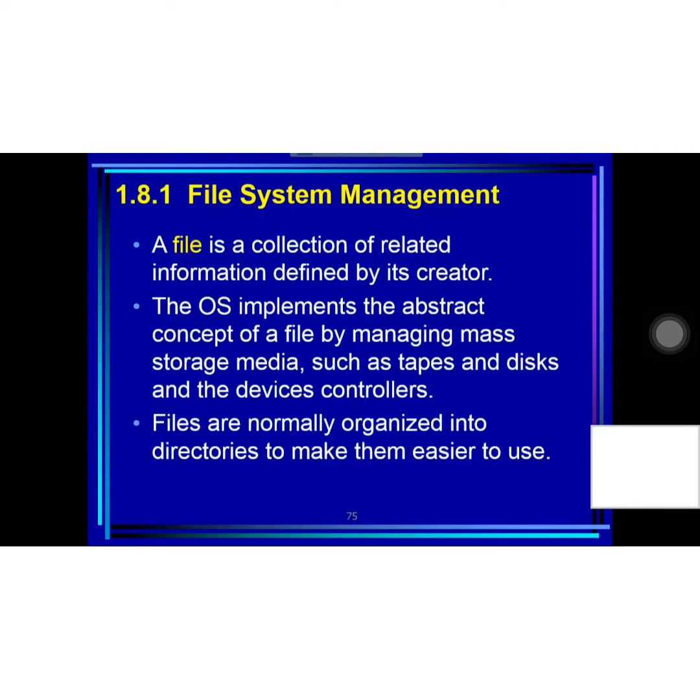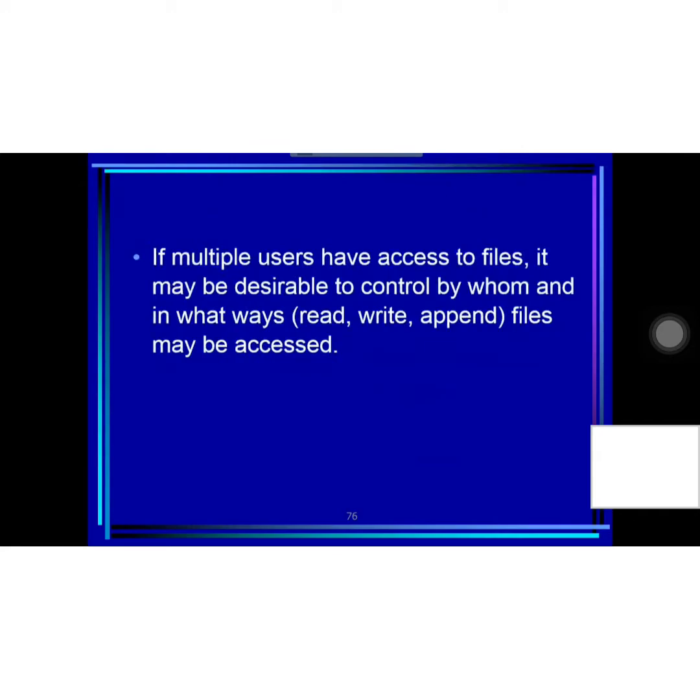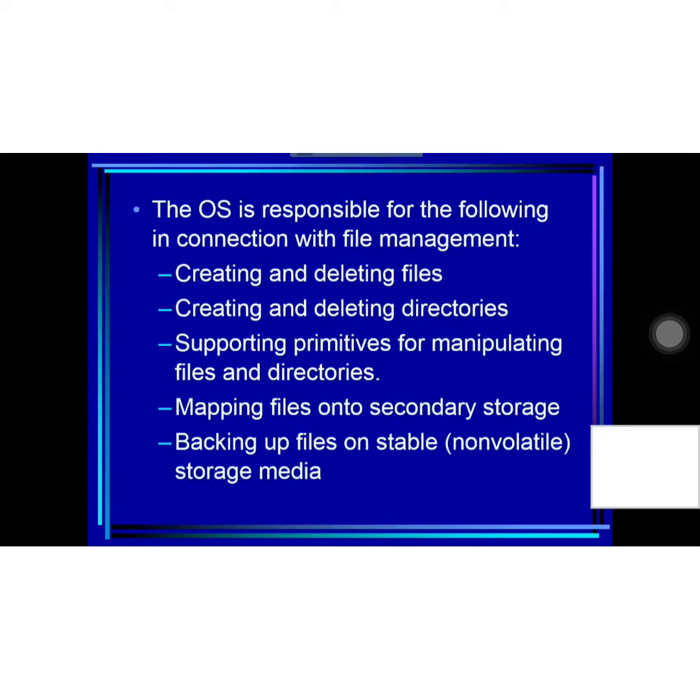The operating system implements the abstract concept of a file by managing mass storage media, such as tapes and disks, and the devices that control them. In addition, files are normally organized into directories to make them easier to use. Finally, when multiple users have access to files, it may be desirable to control which user may access a file and how that user may access it.